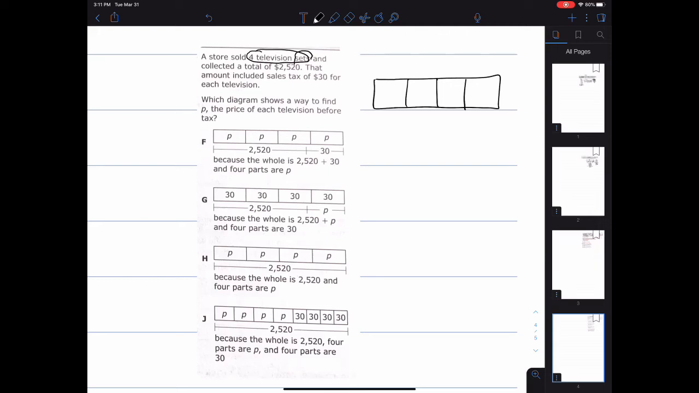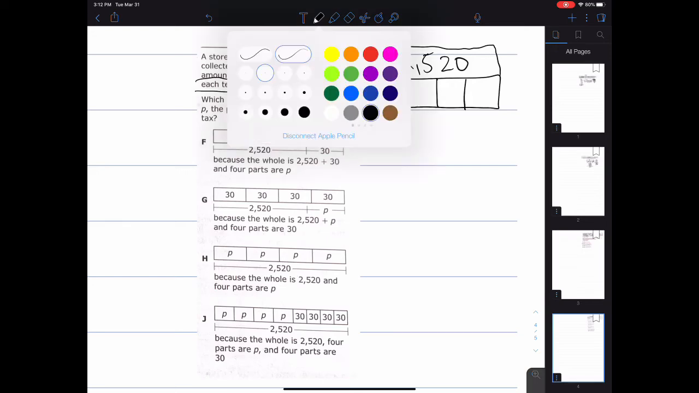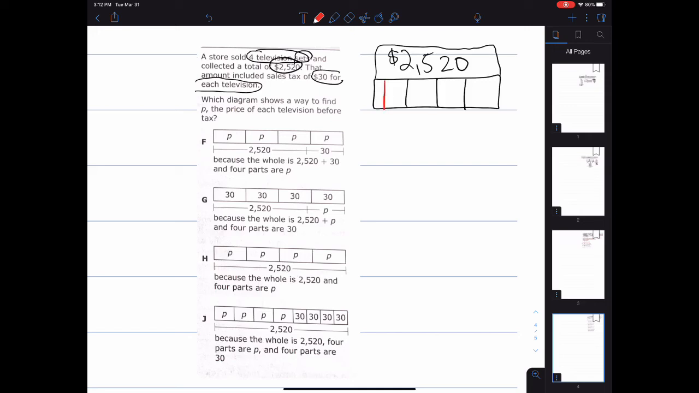And she collected a total of $2,520. So my total is going to be $2,520. That amount includes sales tax of $30 for each TV. So this is important. I know the total was $2,520. And I know I have 4 TVs, but out of those TVs, they had to pay $30 tax for each one. To show that, I'm going to put $30 for this TV, $30 for this TV, $30 for this one, $30 for the last one.